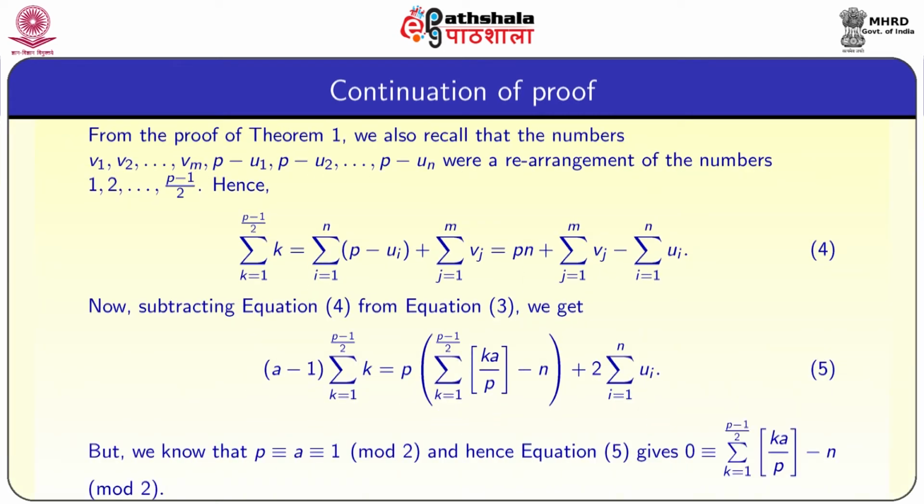But we know that p is congruent to a is congruent to 1 mod 2, since p is an odd prime, a is also odd. In the hypothesis of Eisenstein's lemma, this is important. It cannot evaluate (a/p) for all a, it gives an answer only when a is an odd number. So, a is congruent to 1 mod 2. So, in the equation now it becomes a−1 is congruent to 0 modulo 2. So, we are going to get that summation k = 1 to (p−1)/2 of floor of ka/p minus n is congruent to 0 mod 2.